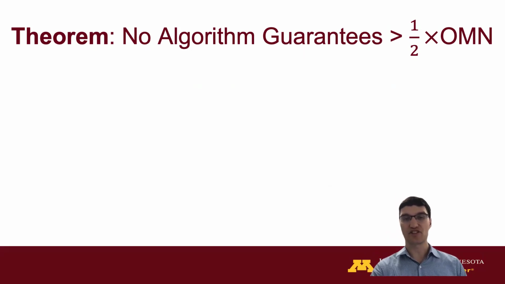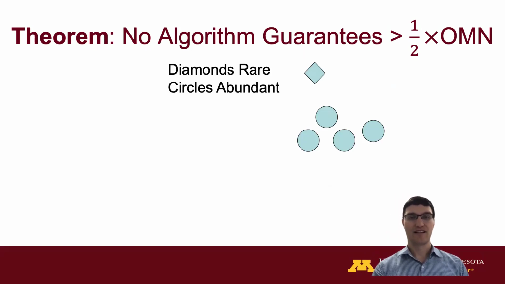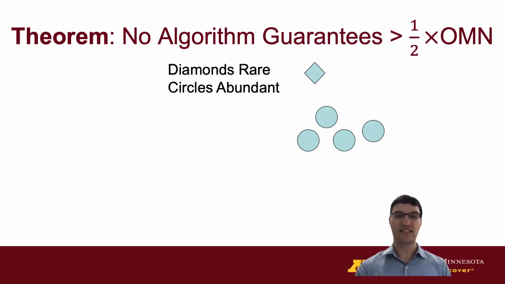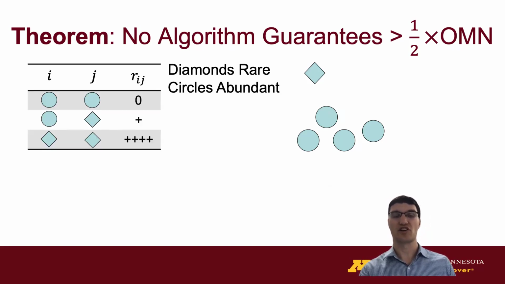And the type of example that shows this is as follows. So imagine that we have two types, diamonds and circles. Diamonds are very rare. Circles are abundant. Unfortunately, we don't get any reward for matching circles with each other, right? So there's no point in matching circles. If we match a circle with a diamond, we get some reward, a modest reward, but it's not so great. And matching two diamonds together is amazing. So now if a diamond arrives, I'm forced to choose, do I wait and hope for another diamond? Or do I settle and match this diamond for a circle?